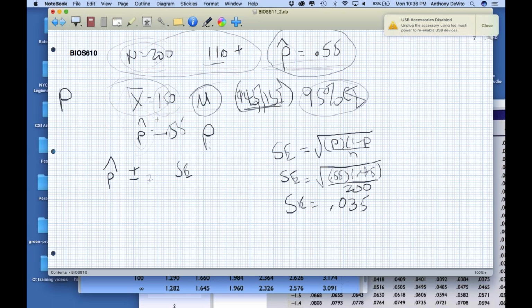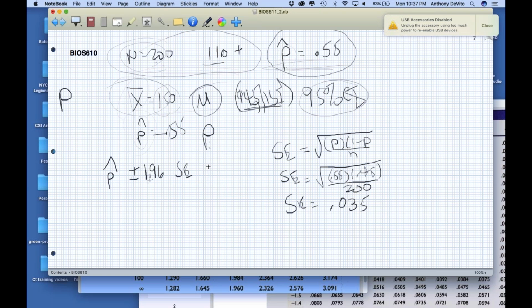In this case, we have 110 on one side, 90 on the other side, and our sample size overall is 200, so we're in pretty good shape. I'm going to go ahead and use the z-score for 95% confidence interval, 1.96. And most often you're going to be able to do that.